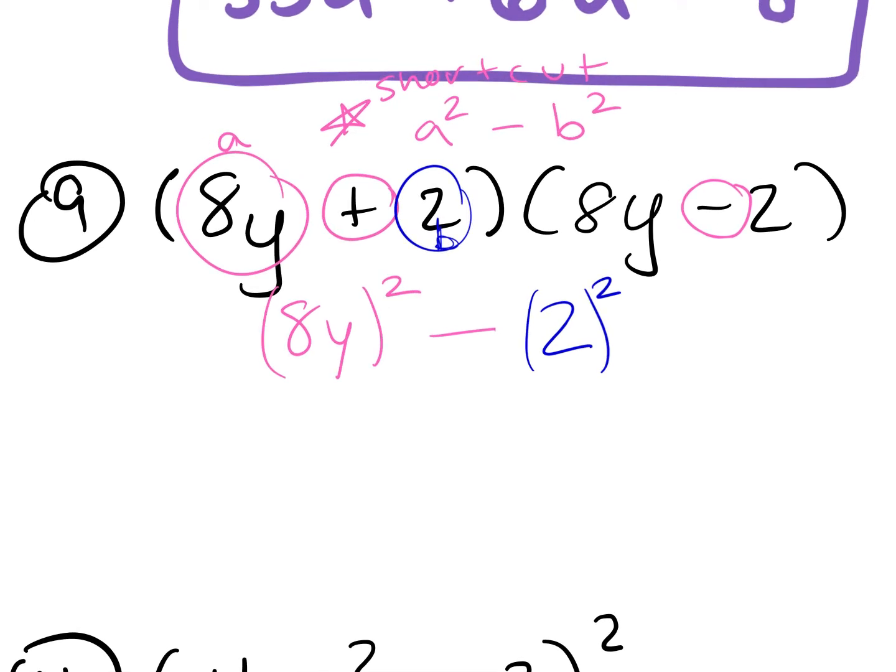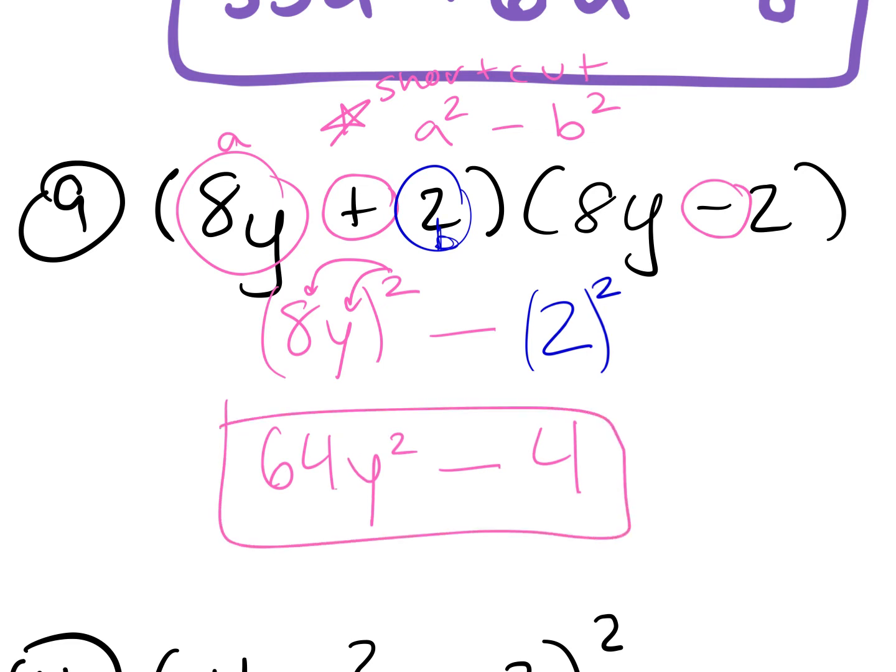Question? How do I square 8y? Perfect. We distribute the squared, so it's 8 squared, which is 64, and y squared, which is just y squared. And then minus, what's 2 squared? 4. Perfect. So 64y squared minus 4 is our answer.